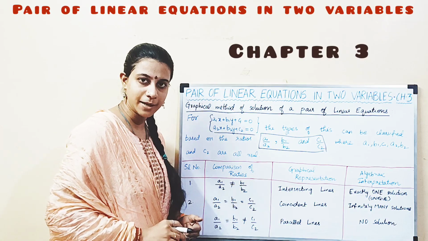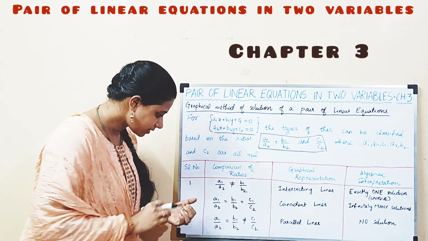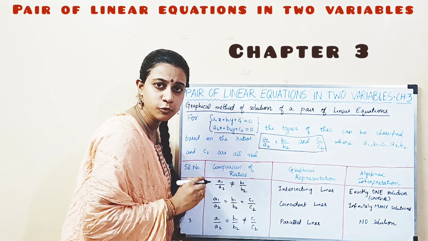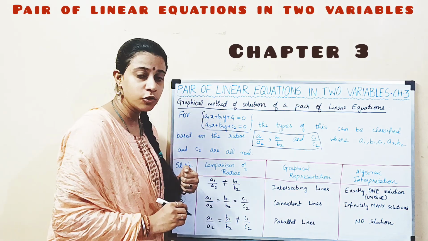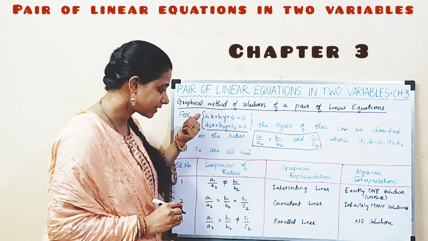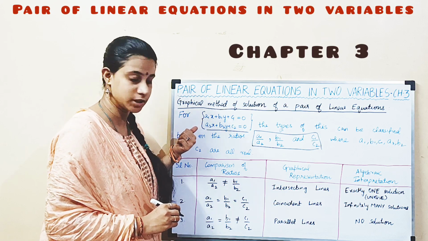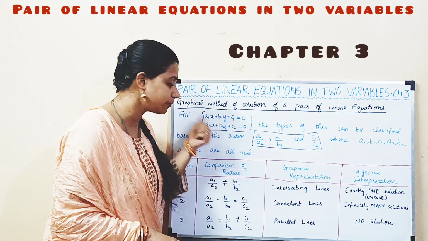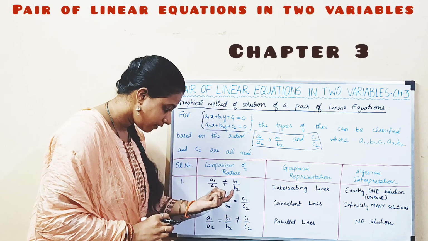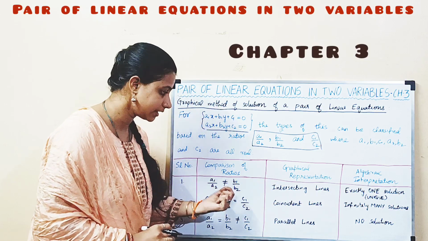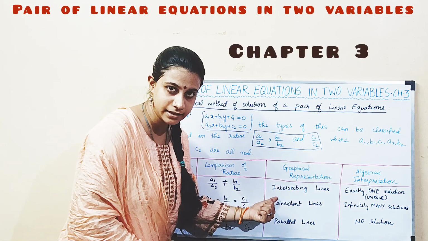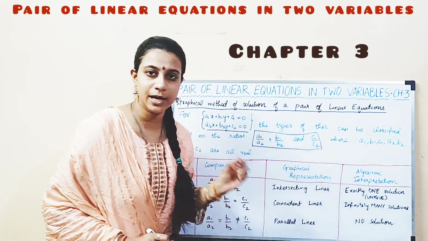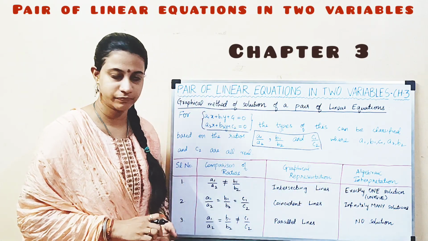Now coming to the types of these lines, the first condition where a1 by a2 is not equal to b1 by b2. The ratio of the coefficients of x variable from both the equations is not equal to the ratio of the coefficients of y variable from both the equations. When this condition is present, these two are intersecting lines and there is exactly one solution, which can be called a unique solution.